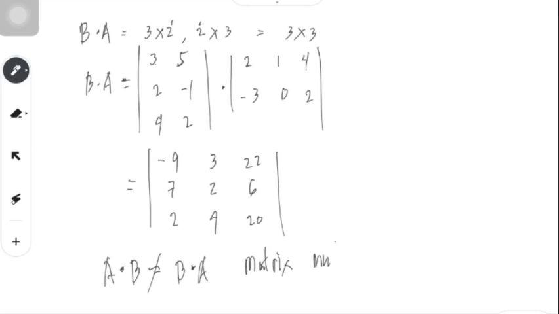A times B not equal to B times A. Matrix multiplication is not commutative. Okay. Any questions so far?